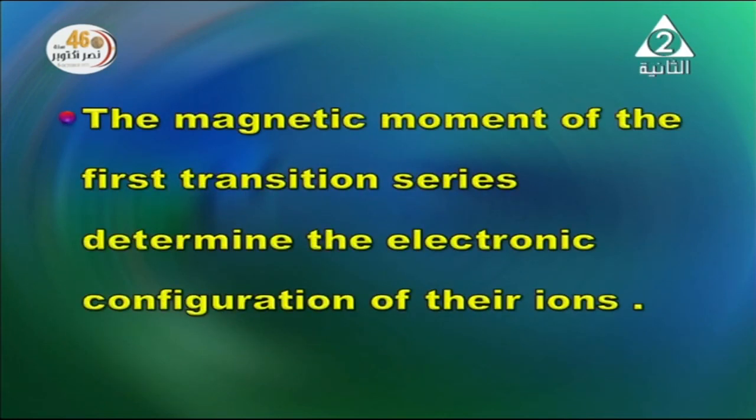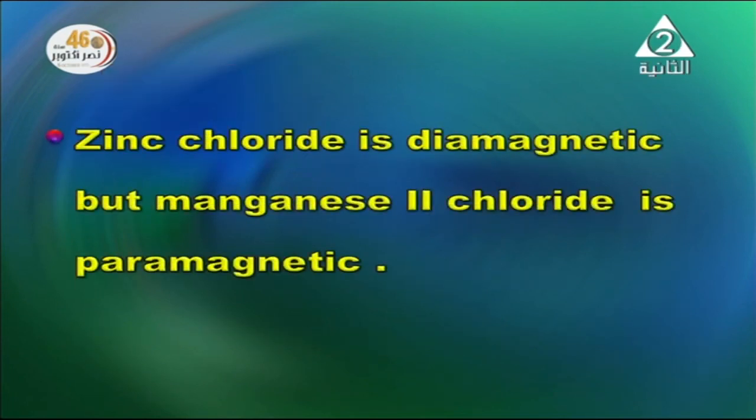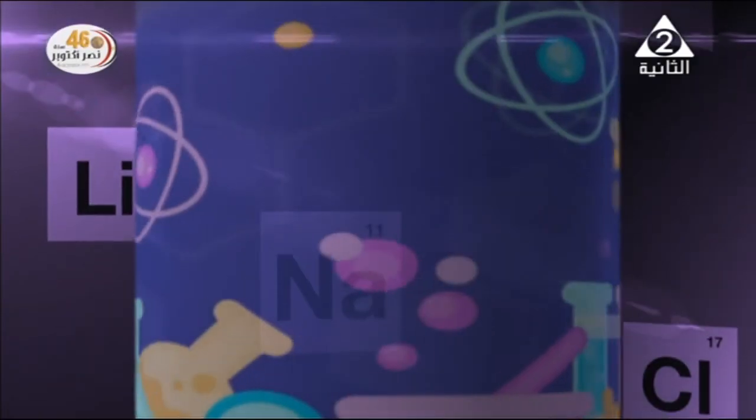Next point. The magnetic moment of the first transition series determines the electronic configuration of their ion. The reason for that is because the measurement of their magnetic moment indicates the number of unpaired electrons in their d sublevel. Next point. Zinc chloride is diamagnetic, but manganese 2 chloride is paramagnetic. The reason for that is because zinc 2+ has electronic configuration argon 18 3d10, so all electrons are paired in the completely filled d sublevel.